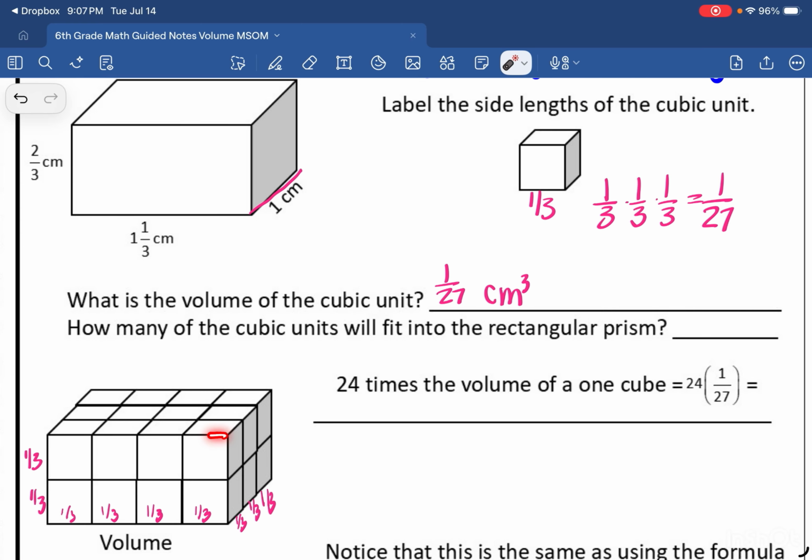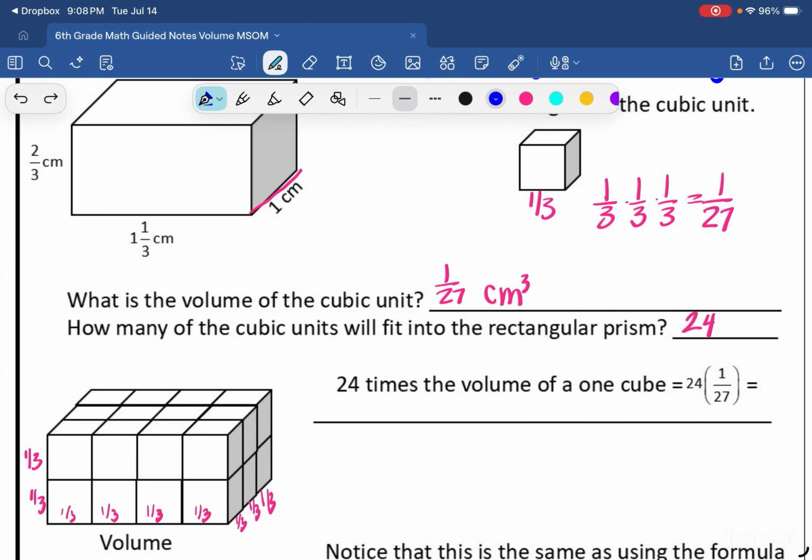So looking at it face on, I have 8, and then I have 3 rows of that, so that's going to be 24. Each of the cubes has a volume of 1/27, and there's 24 of them, so I'm going to multiply 24 times 1/27, and that can reduce. 3 goes into 24 8 times, and 3 goes into 27 9 times, so that reduces to 8/9.